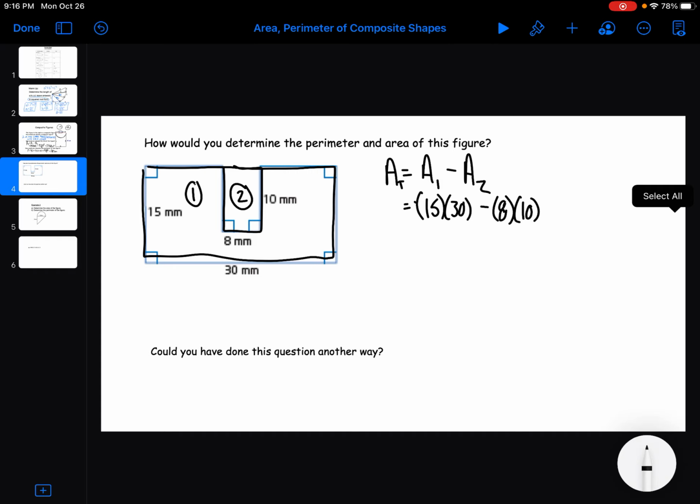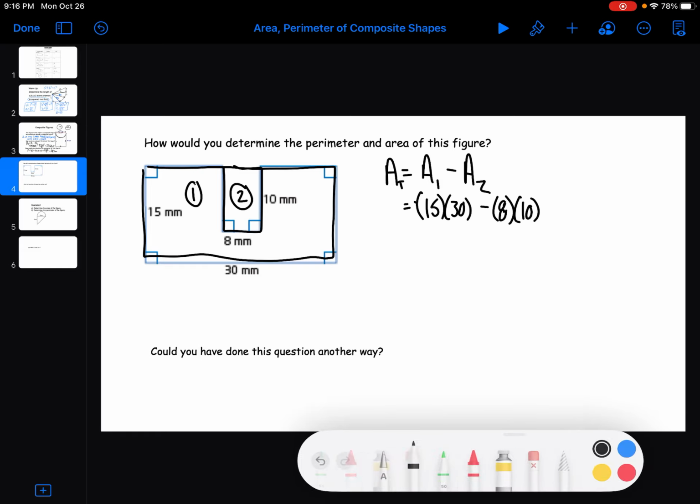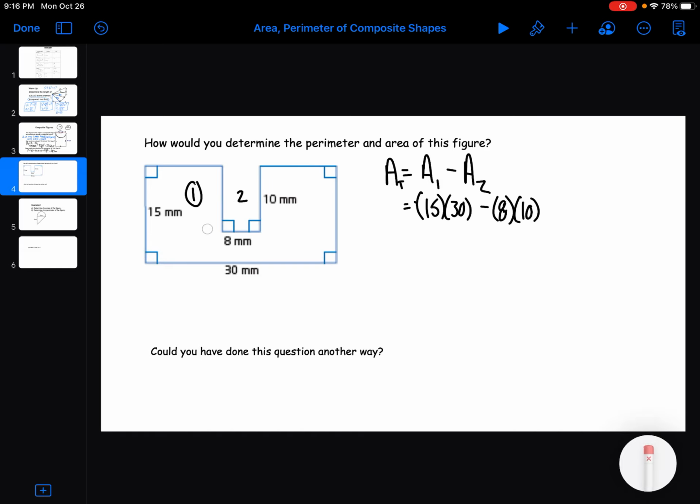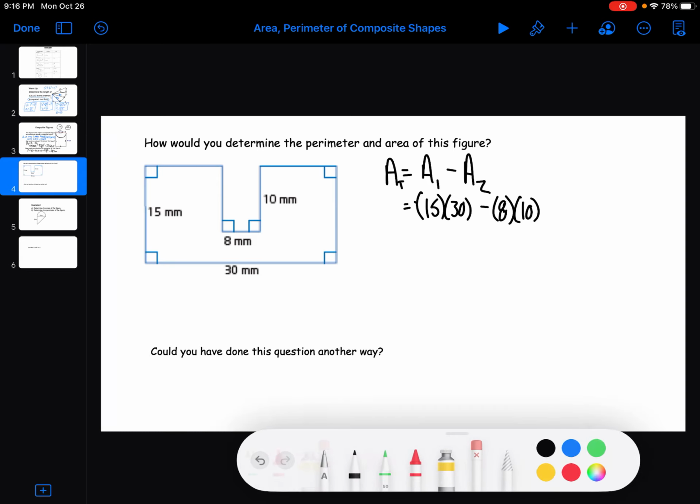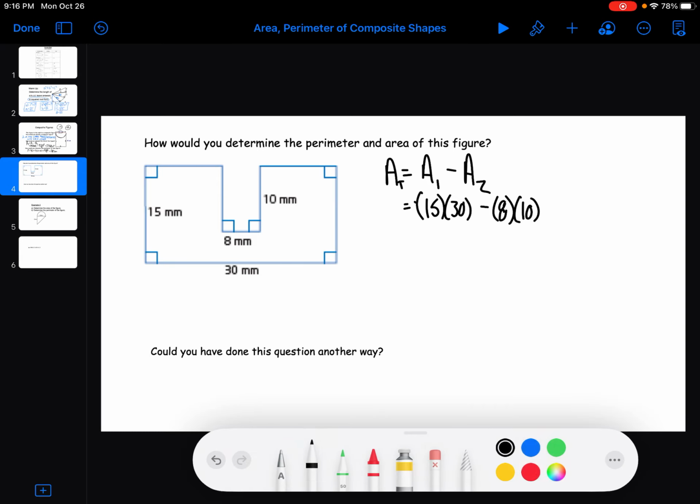Okay, and that's going to be 450 minus 80, so you're going to get 370. Okay. When we're looking at another way to do this, we won't write that answer out, but we could have done this.